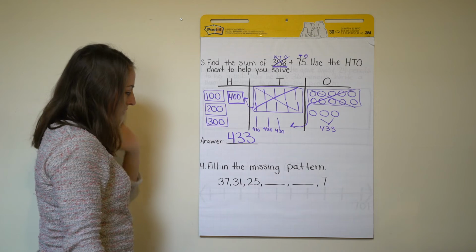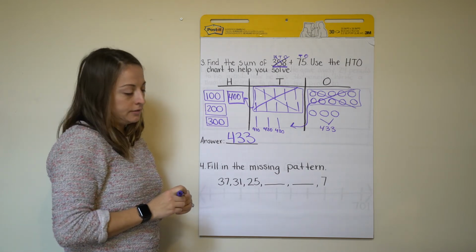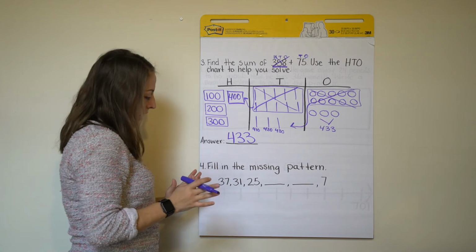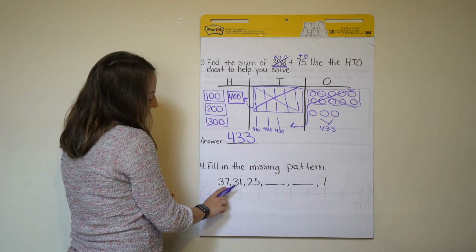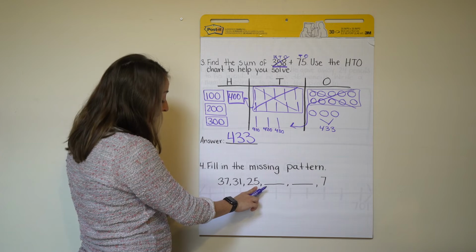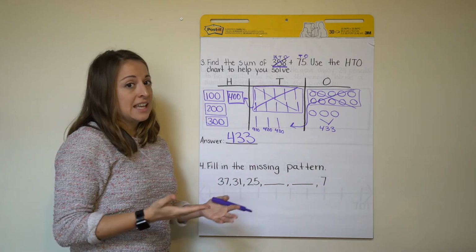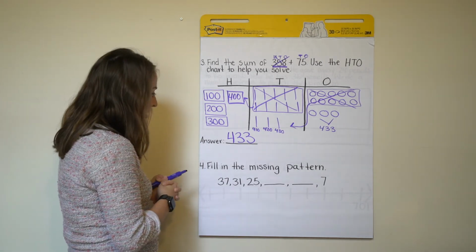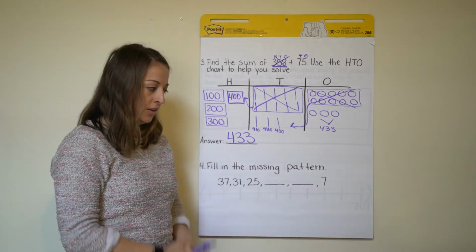I'm going to read the directions. Fill in the missing pattern. First thing, before we try to fill it out, we need to see if it's counting up or down. So I'm going to read this off. 37, 31, 25, and then all the way at the end we have 7. So it's definitely counting down. So you can either use a circle strategy or a number line strategy. You can get started on that.